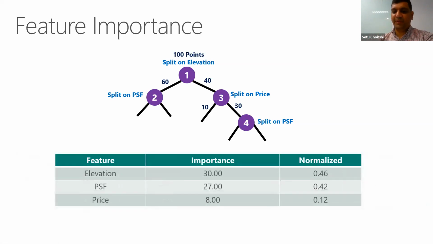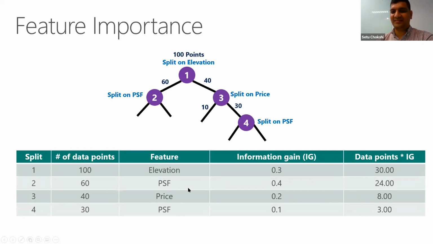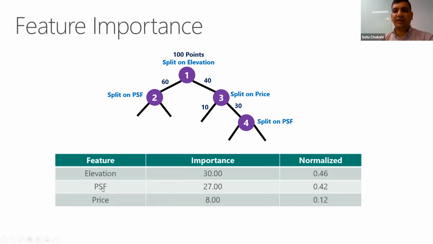Now I group it together because I had 2 PSFs, so I can just add up those values. And then I got a value which says elevation importance 30, PSF importance 27, price importance 8. Now, what this essentially tells me is that elevation becomes a key feature that gives me a lot of value.